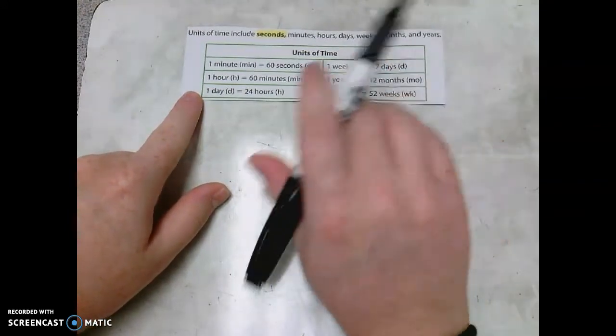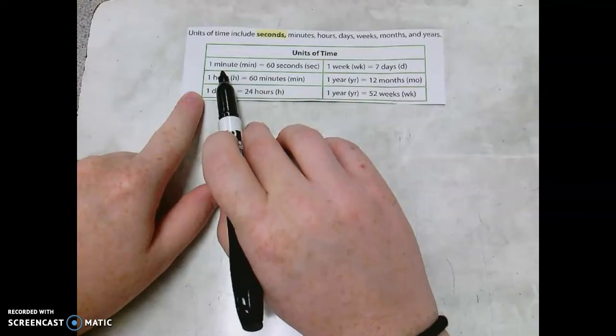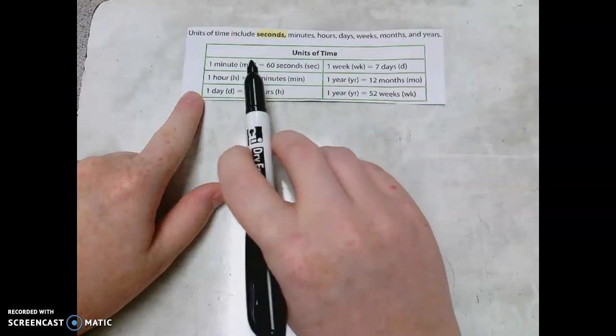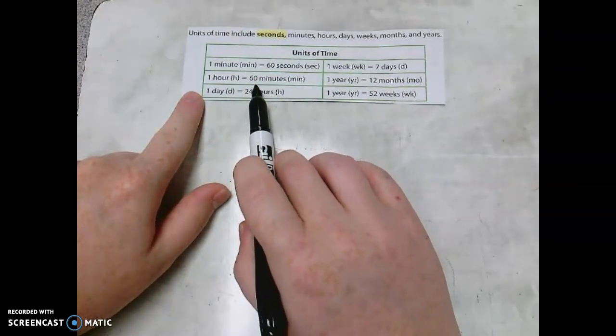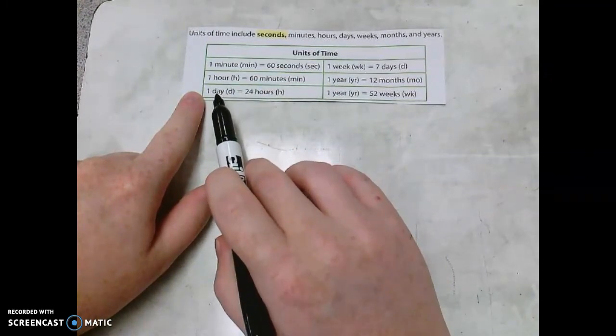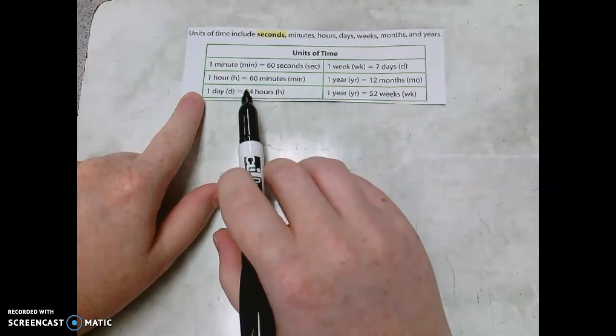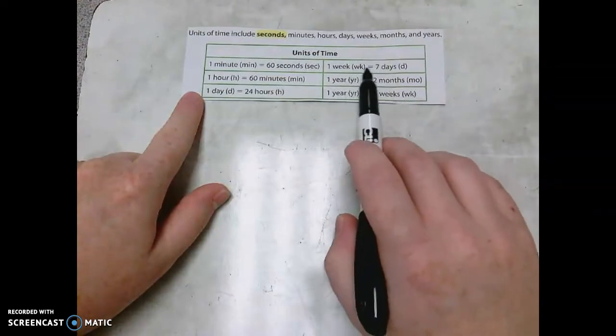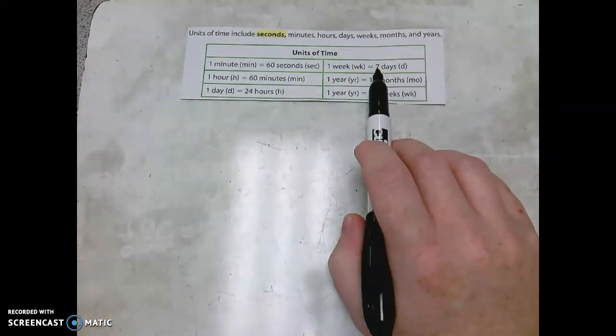Okay, so units of time: 1 minute equals 60 seconds. That means there's 60 seconds in 1 minute. 1 hour equals 60 minutes. So 60 minutes is in 1 hour. 1 day equals 24 hours. So there's 24 hours in a day. 1 week equals 7 days. There's 7 days in a week.